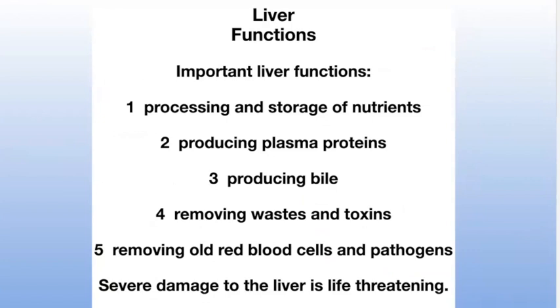1, it processes and stores nutrients. 2, it produces plasma proteins. 3, it produces bile. 4, it removes waste and toxins. 5, it removes old red blood cells and pathogens. And that is not the only place that old red blood cells and pathogens are removed. It is just an important place. Severe damage to the liver is life-threatening.